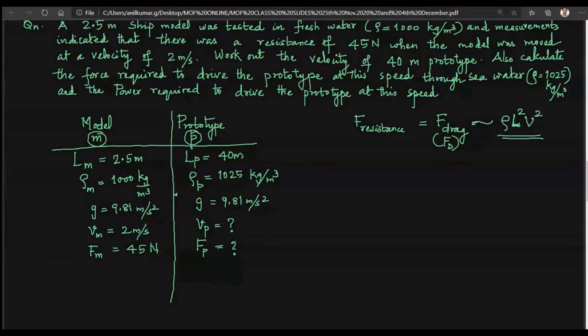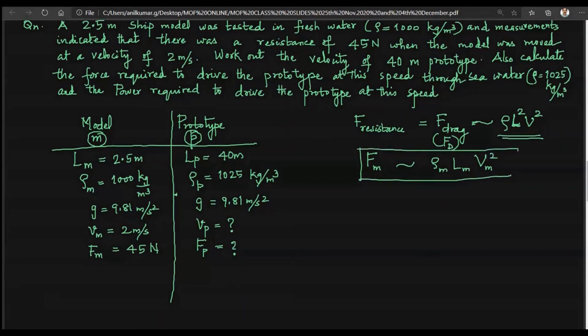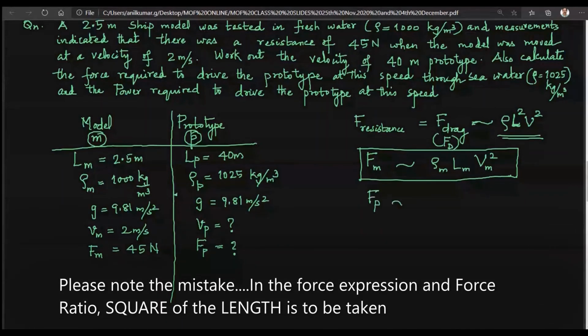So the force on the model is similar to what? Rho m Lm square Vm square. Please concentrate carefully. Only when you get the idea will you be able to solve it. We require hardly 2 or 3 minutes, so please bear with me. So Fm is similar to this, and then Fp, the force on the prototype, is of the order of rho P Lp square and Vp square.